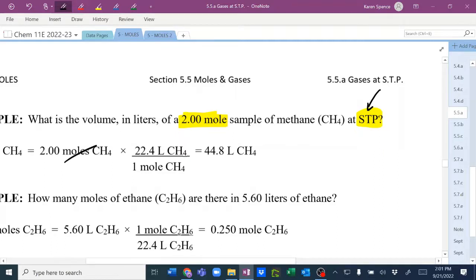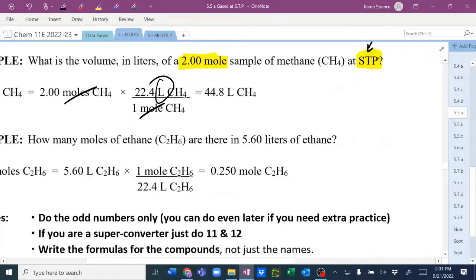So once again, like everything else, just cancel your moles, find your liters, do the calculation. You need to do it backwards. If I give you liters, you put liters on the bottom, and the 22.4 always goes with the liters, not with the moles.